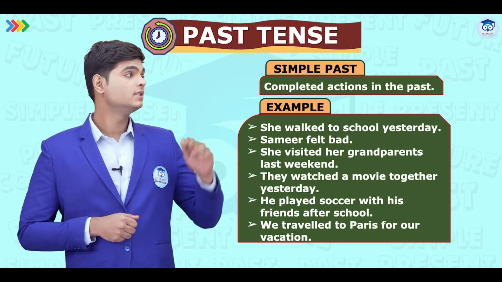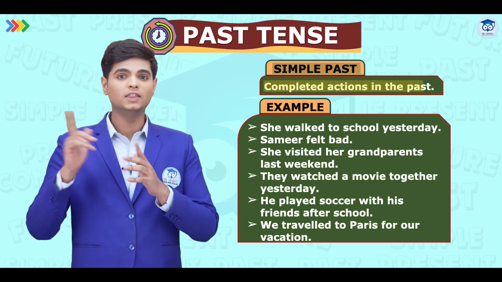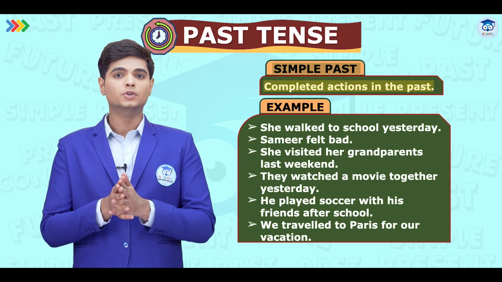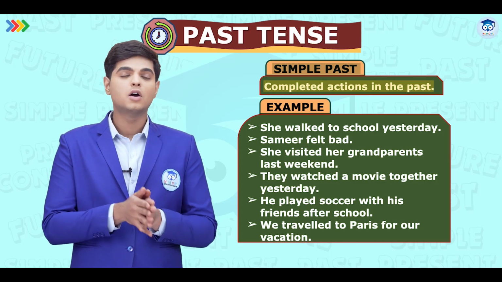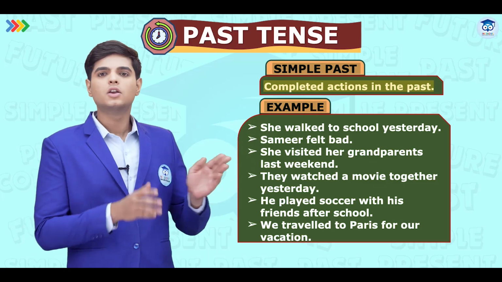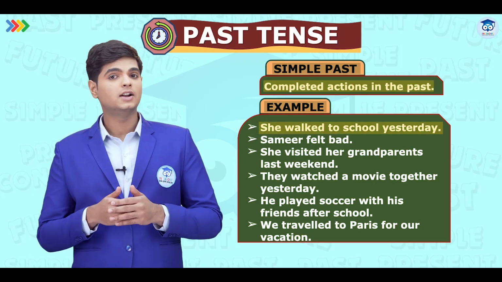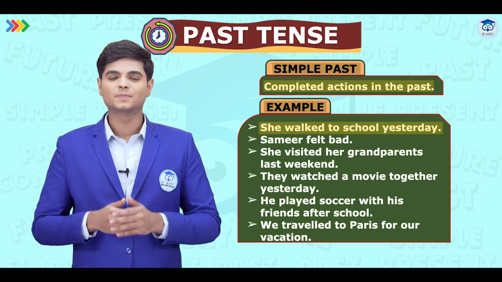Let's start with the simple past tense. It refers to completed actions in the past, and we form it using the second form of the verb, what we call V2. Look at these examples. She walked to school yesterday. The action is done and clearly happened in the past.